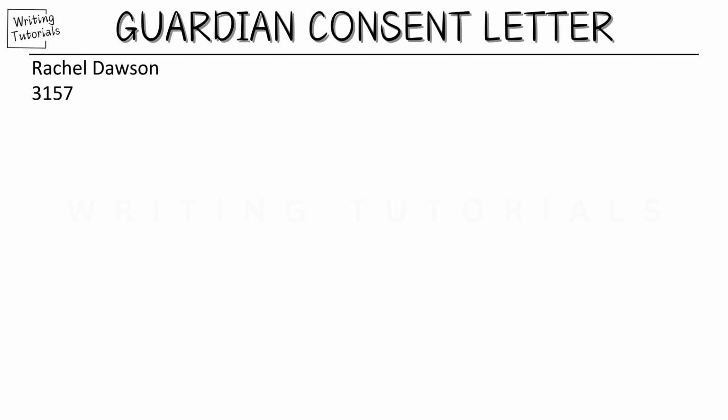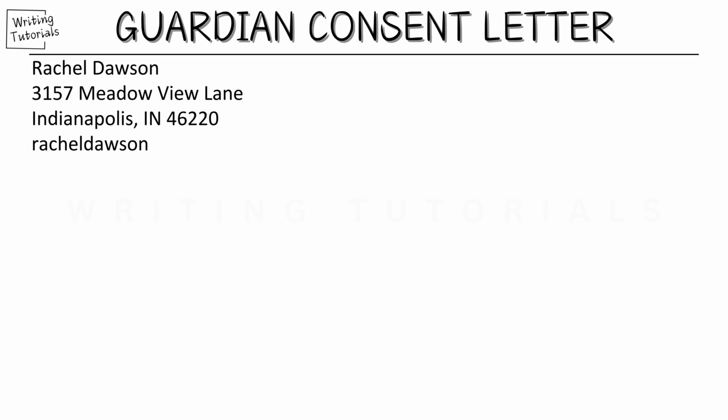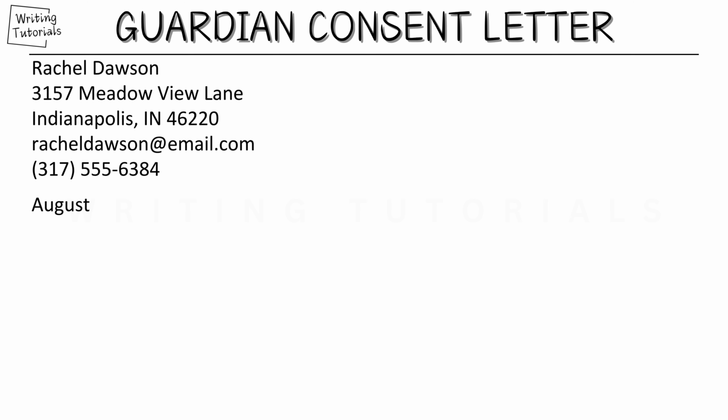Let's begin. Our first section is the sender's information. This section appears at the top of the letter and contains the legal guardian's full name, address, email address, and phone number. This section identifies who is granting permission for the child to travel. It also provides contact information so immigration officers, airline personnel, or other authorities can reach the guardian if verification becomes necessary. Always ensure this information is complete and accurate.